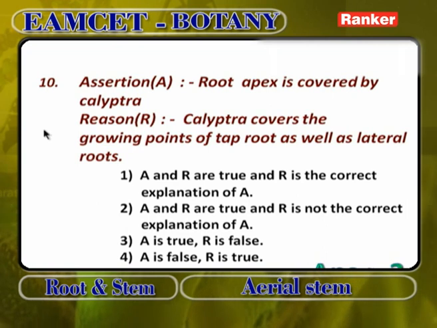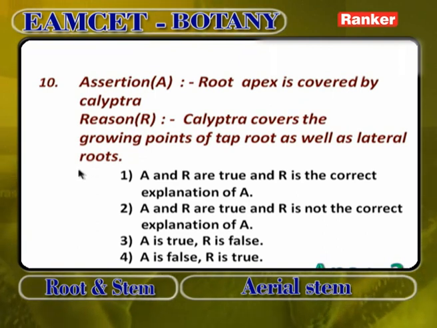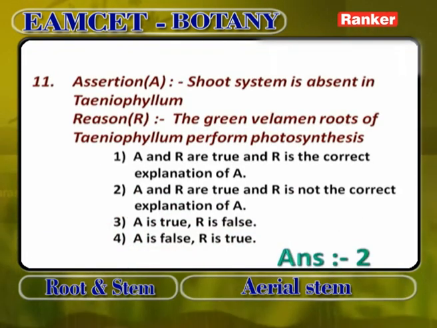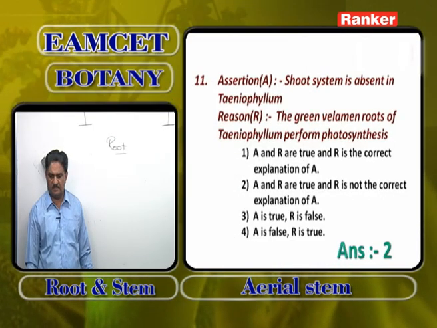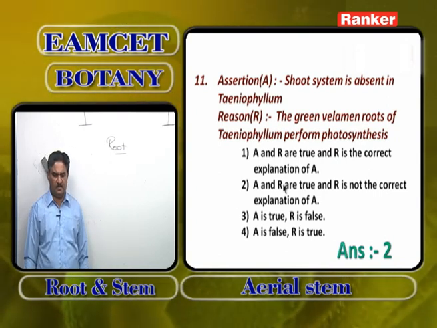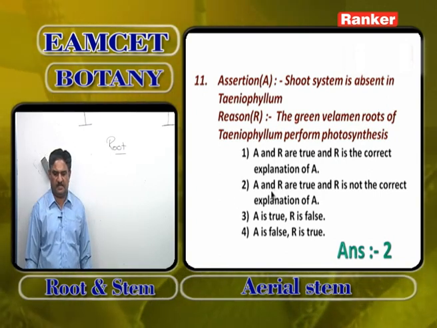Calyptra covers the growing parts of taproot as well as lateral roots. It is not the correct explanation. That's why A and R are true. R is not the correct explanation of A. Next. Assertion reasoning. Shoot system is absent in Taeniophyllum is correct. The green velamen roots of Taeniophyllum perform photosynthesis is also correct, but both these are not related. That's why A and R are true. R is not the correct explanation of A.